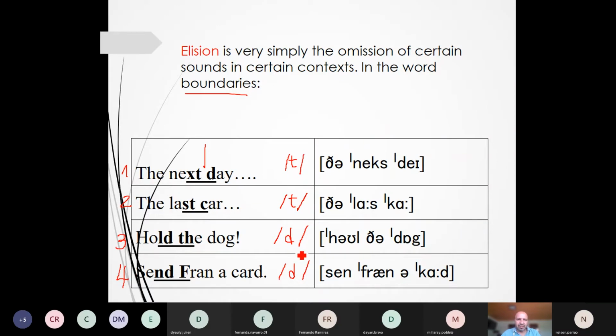So we get T, which is elided whenever it's in between consonant sounds, right? In the case of next, we have k, s, and the d from the word day. So that's why in this consonant cluster, the t is missing. Same thing in last car: we have s, k, and in the middle, t, it disappears. Right here in the third example, we have l, then we have the d, and in the middle it was d. So it's sort of sandwiched there, right? So it disappears. And same thing in the last one, we have n, f, and in the middle, d. So in a consonant cluster, the middle sound disappears, right? Not only with t and d, we're going to see that also other sounds, when they are in the middle of consonant clusters, disappear, right? We're going to see that later.